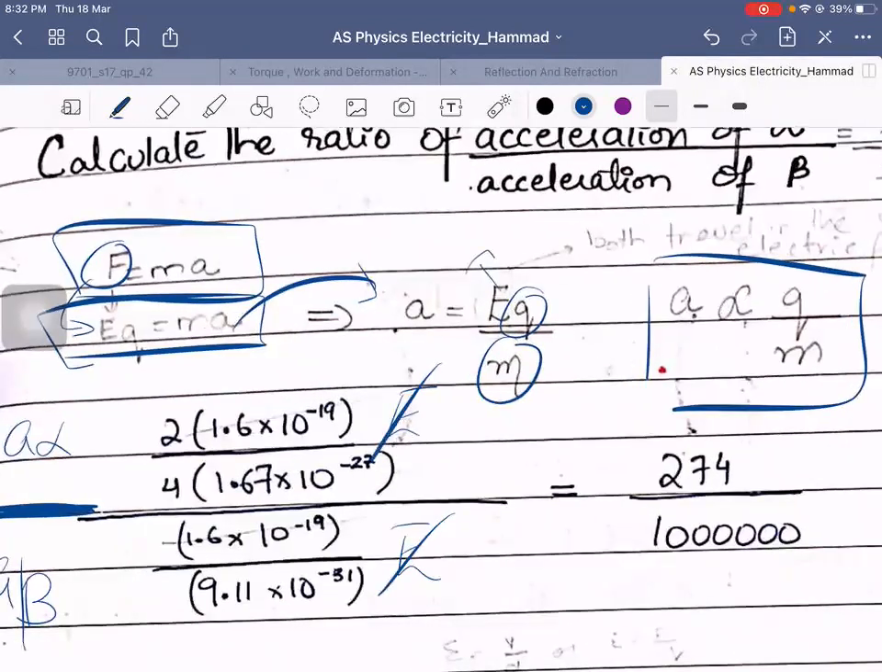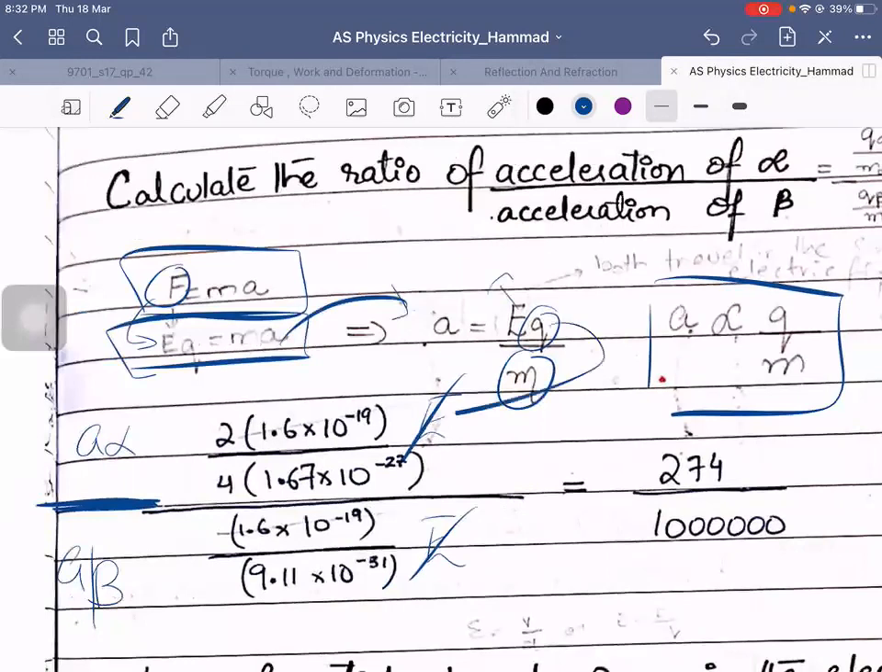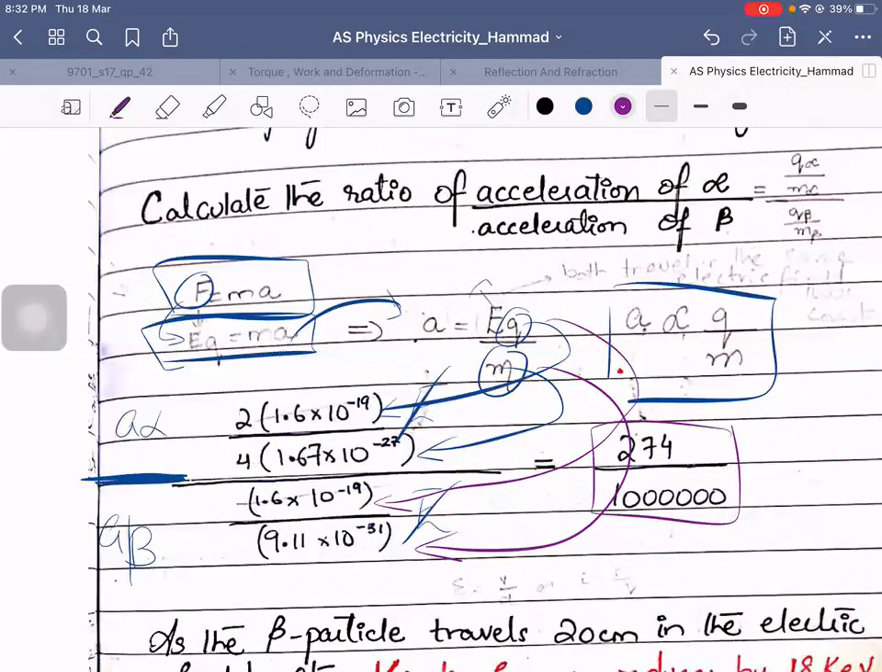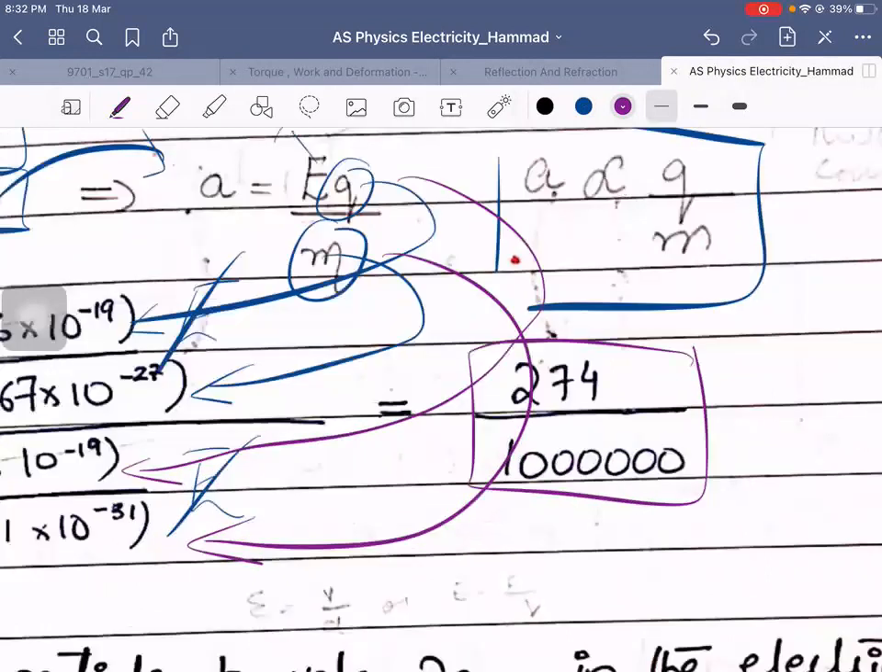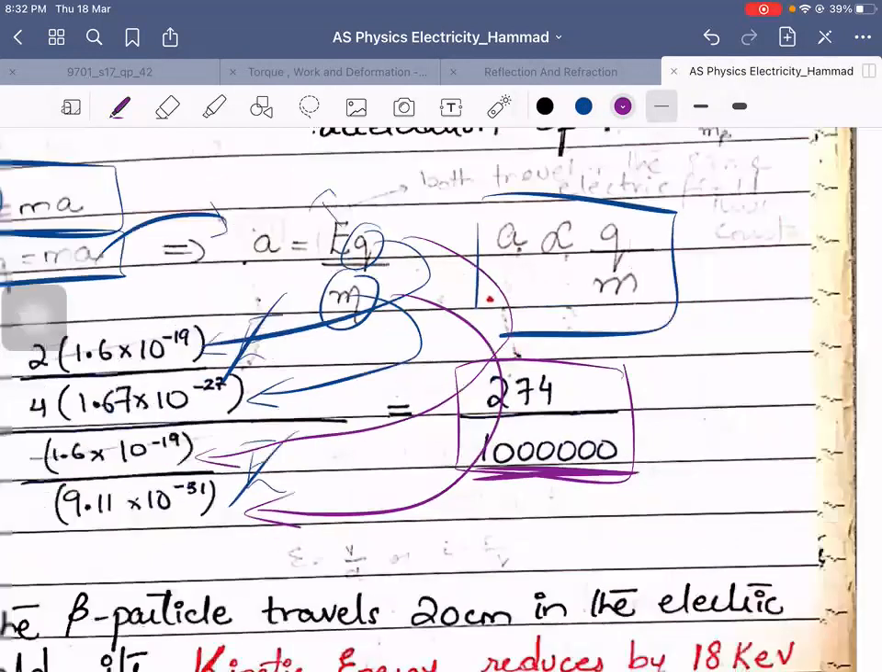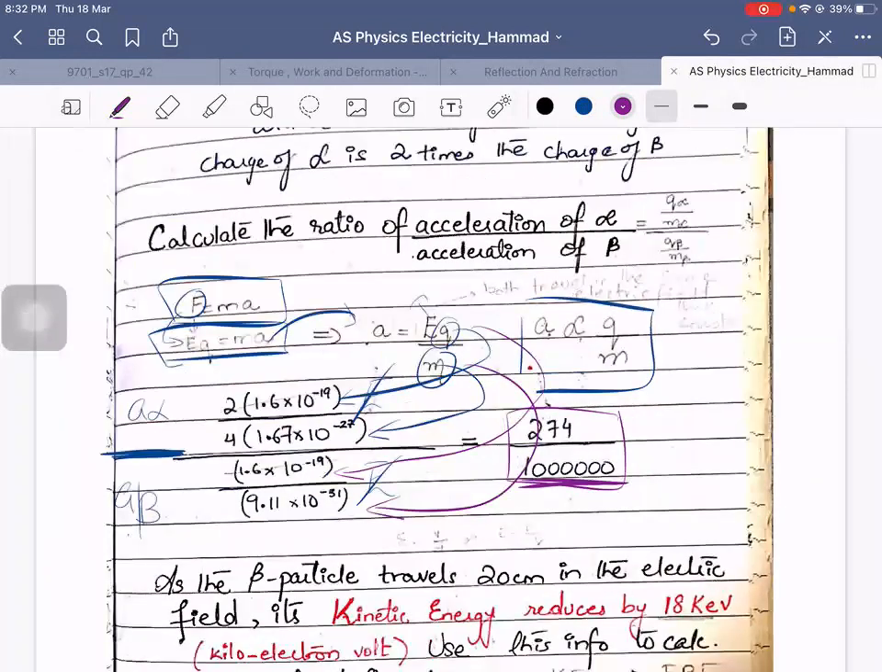Charge of alpha is 2e. Mass of alpha is 4u. Charge of beta is 1e. Mass of beta is this value. When I calculated, this was the ratio. Meaning to say that a beta particle will have an extremely large amount of acceleration when compared with the alpha particle. And this is due to the fact that beta has a very small mass, which made it attain such a great acceleration and hence a very great speed.